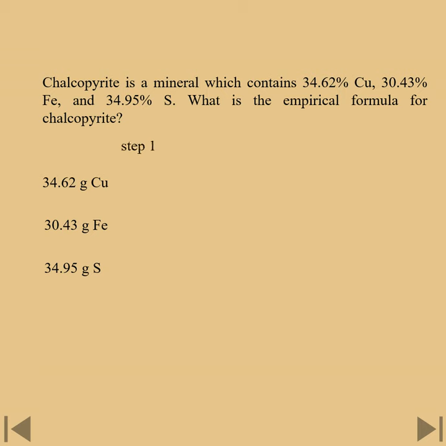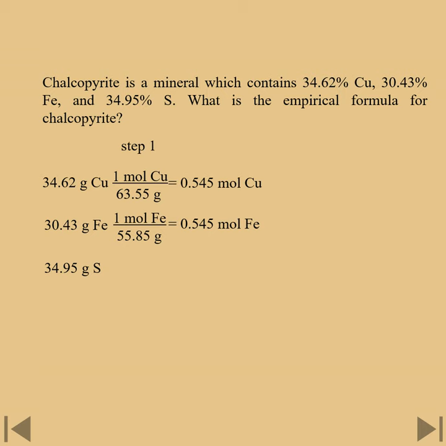And in step 1, we're going to convert those masses into moles. So using the molar mass of copper, again, I get this off the periodic table, I get the number of moles of copper. Using the molar mass of iron, again, I get this off the periodic table, I get the number of moles of iron. Molar mass of sulfur, I get the number of moles of sulfur.